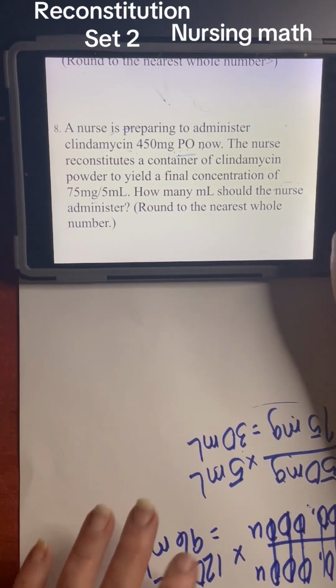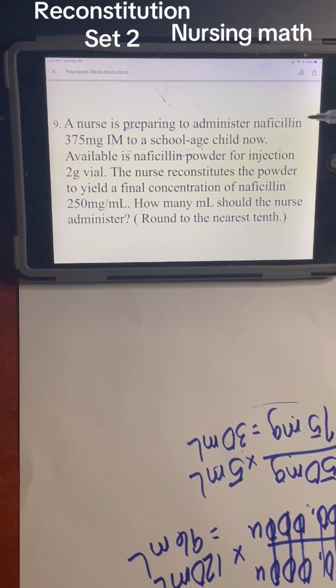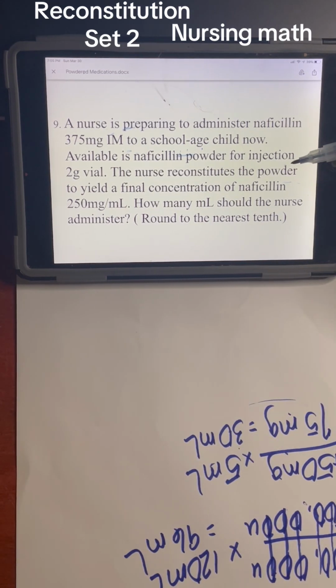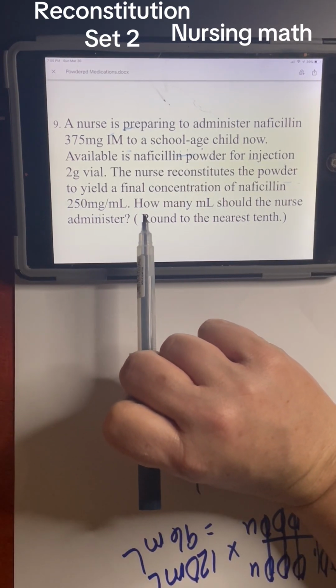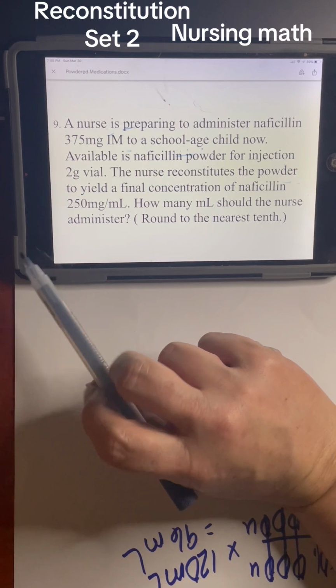All right, let's do number 9. So a nurse is preparing to administer nafcillin 375 milligram IM to a school-aged child now. Available is nafcillin powder for injection, a 2-gram vial. The nurse reconstitutes the powder to yield a final concentration of nafcillin 250 milligrams per ml. So how many milliliters you going to do? Round to the nearest tenth.